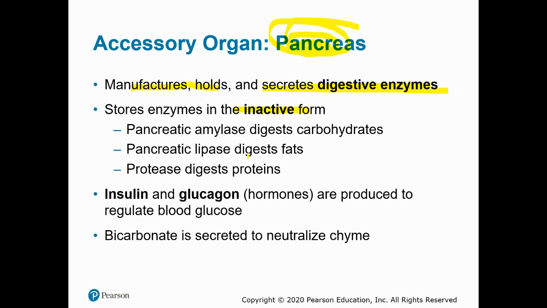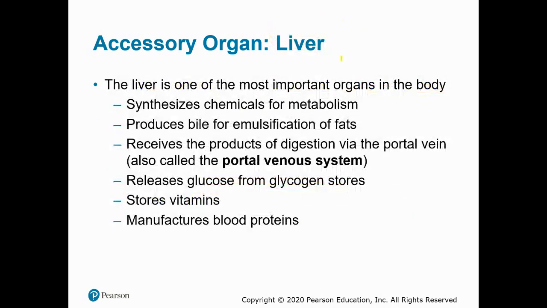You want them to be inactive until you apply them to the thing you're cleaning or working on, right? So it's the same thing. We store them inactively, and then they become activated once in the small intestine. The pancreas also secretes insulin and glucagon. We'll talk more about these in chapter 4. Again, they regulate blood glucose, and again, the pancreas secretes the bicarbonate to neutralize the acidity of the chyme, because remember, the stomach produced that hydrochloric acid.